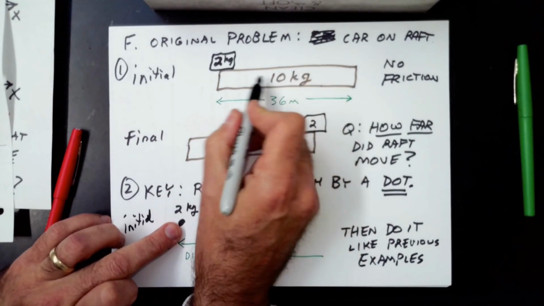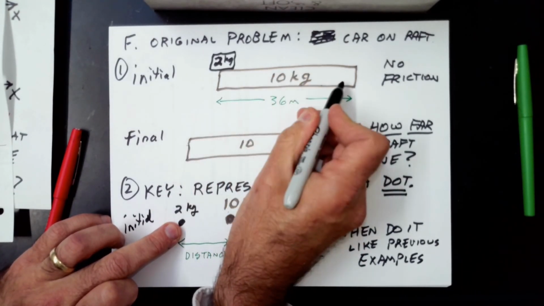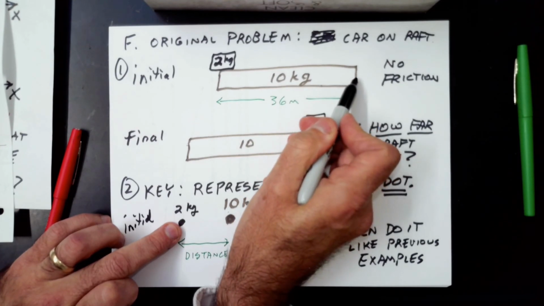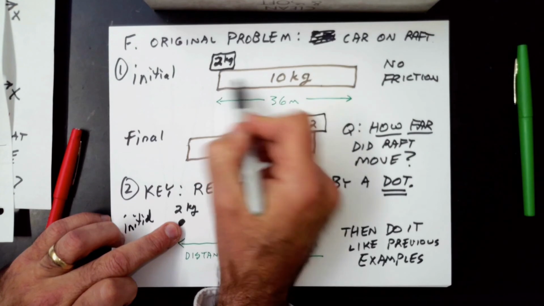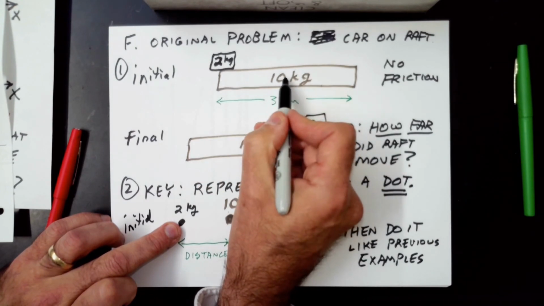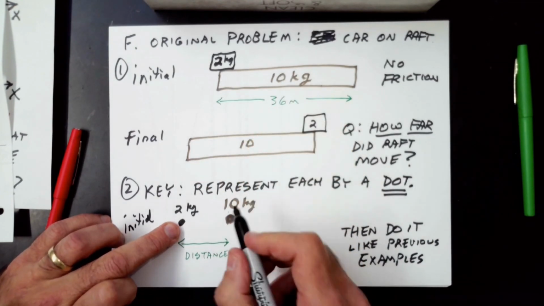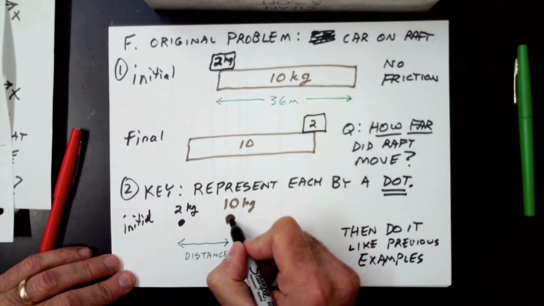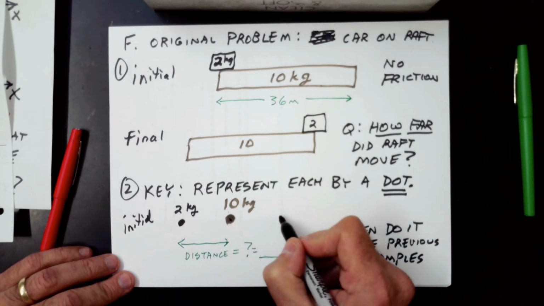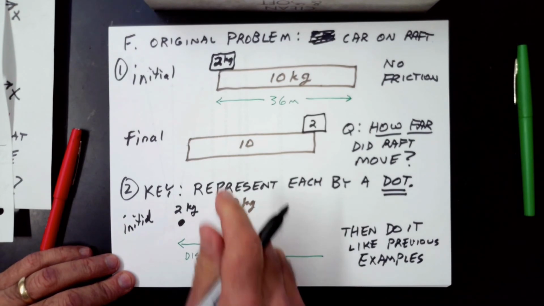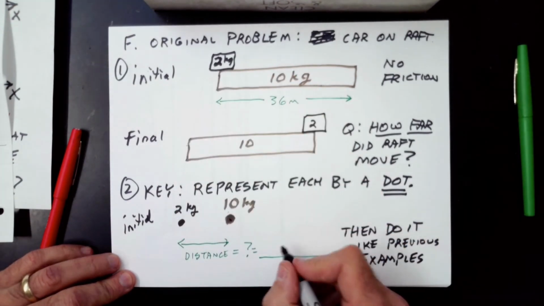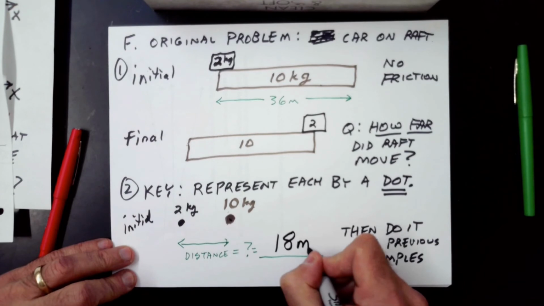And where should we put the dot for the raft? Over here at x equals 36? No, because all of the mass isn't here. It isn't here. Right in the middle, you represent the raft by a dot at the exact middle, which means that 10 kilogram dot goes here, not at the end of the raft, not at the left side, but here. So what would this distance be from the end to the middle? And of course it's 18 meters.